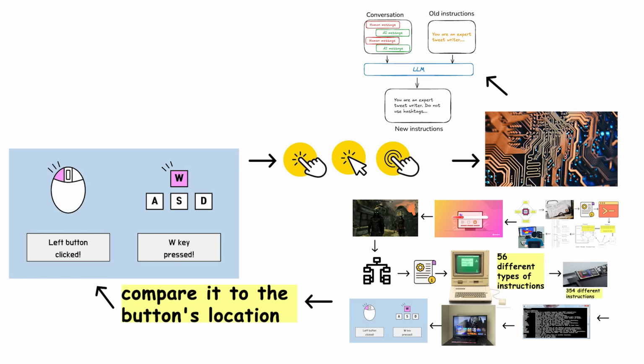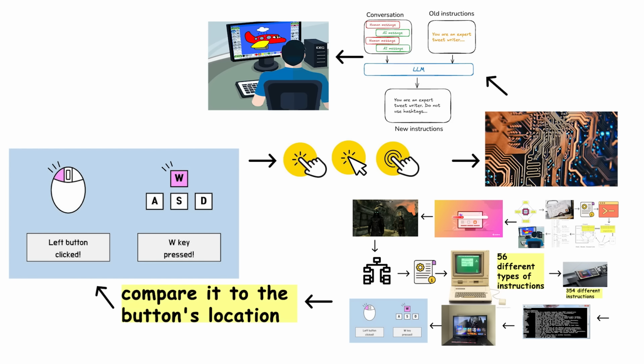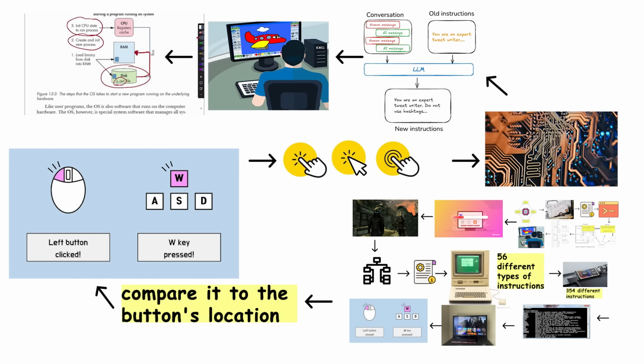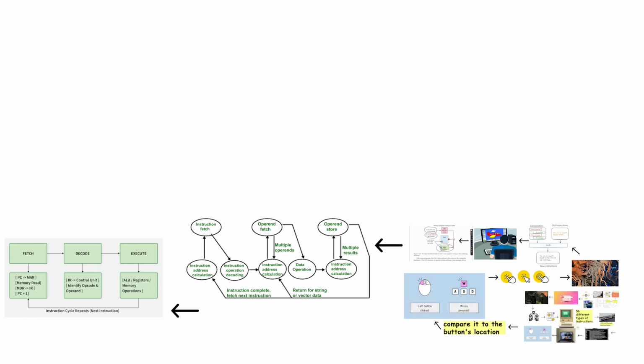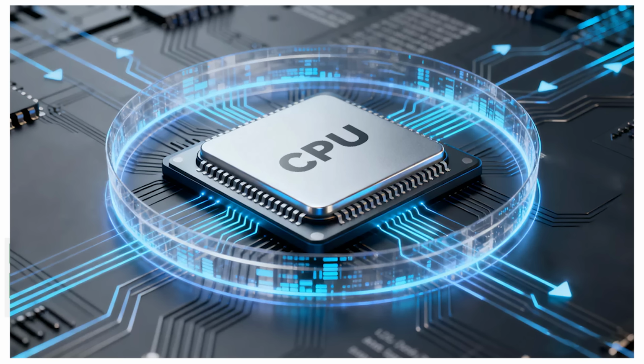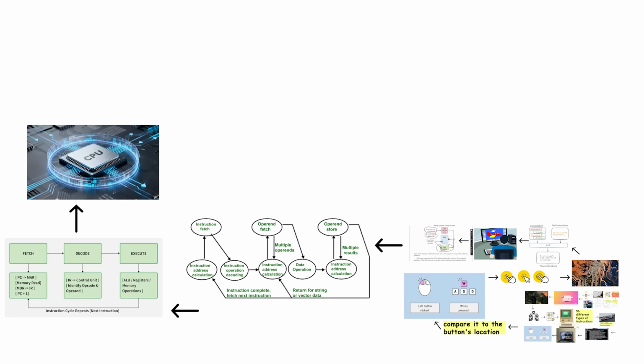Instructions live in memory just like data does. When a program runs, the CPU loads the instructions from memory one at a time, figures out what each instruction wants it to do, and executes it. Then it moves to the next instruction. This happens so fast that billions of instructions get completed every single second.